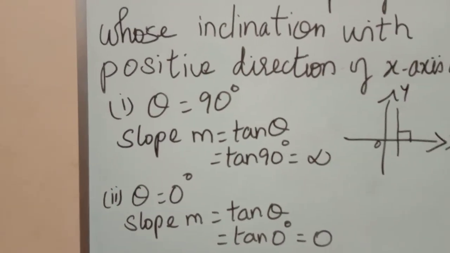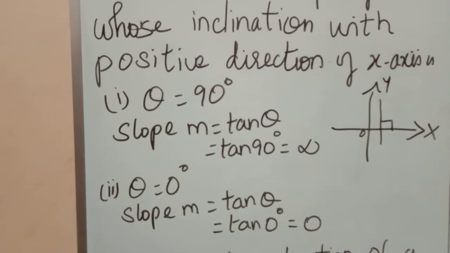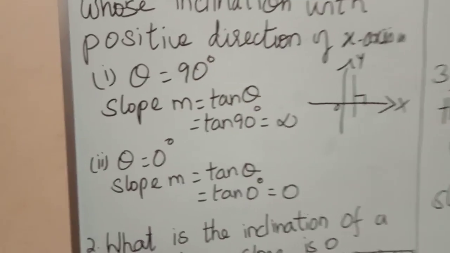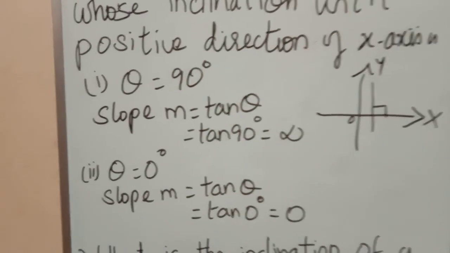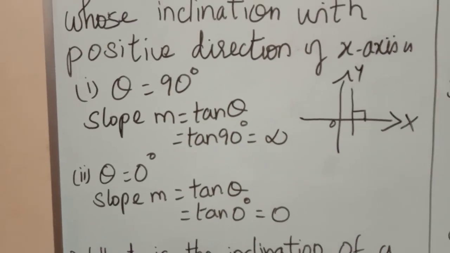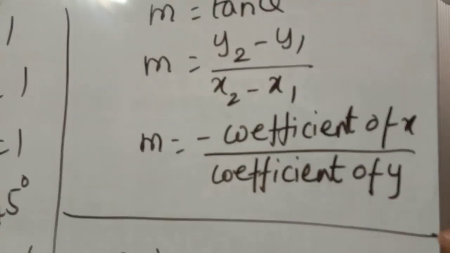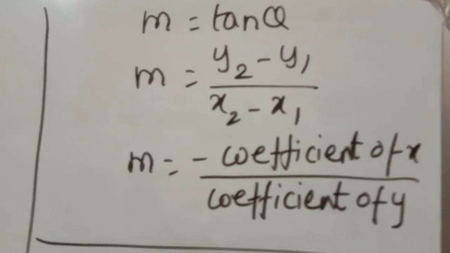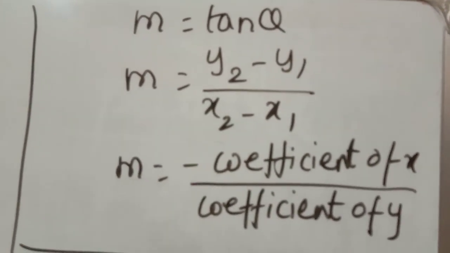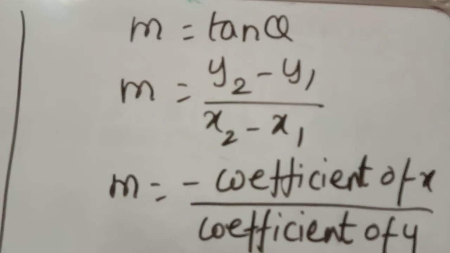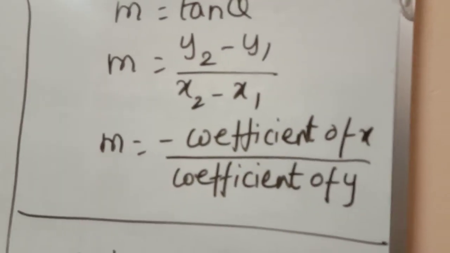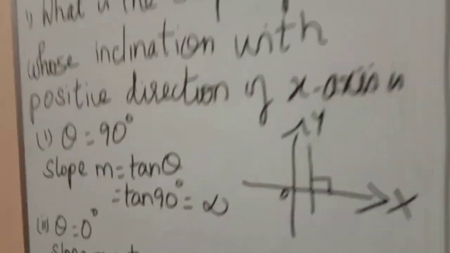You complete this exercise 5.2. Now I think you are writing in the note, right? All the sums you are working out in the note. On all the pages, whenever you do this exercise, in the top right corner you write these three formulas. It is easy for you, and you cannot forget them. Slope m equal to tan theta, y2 minus y1 by x2 minus x1, and minus coefficient of x by coefficient of y.